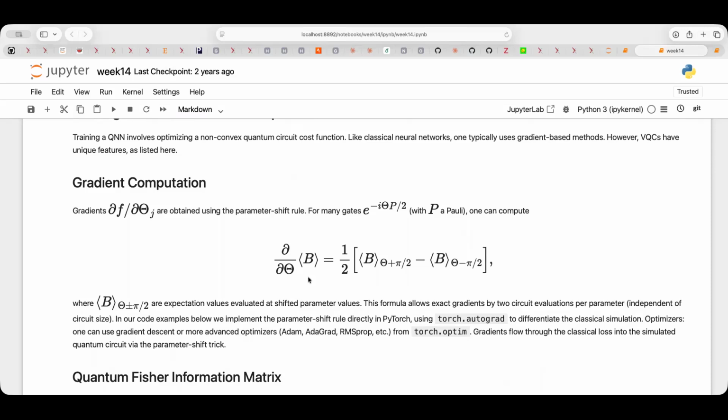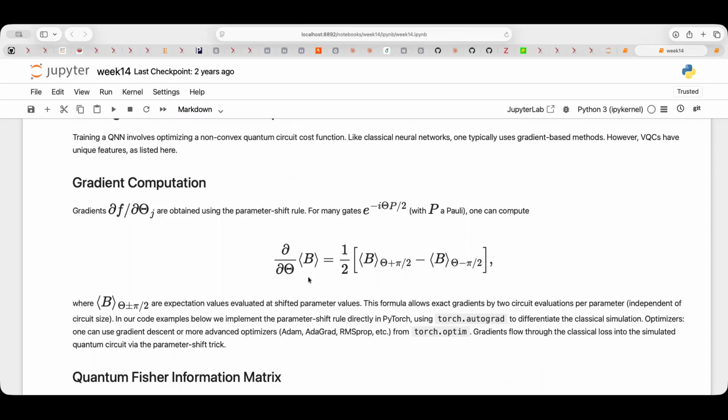And then the optimizers, you can use gradient descent or more advanced ones. So the code which you see here is in a sense written from scratch, but it uses Torch, PyTorch. And the gradients actually flow through the classical loss into the simulated quantum circuit via the parameter shift trick. So we have exact expressions for the gradients, and then we are ready to set up.